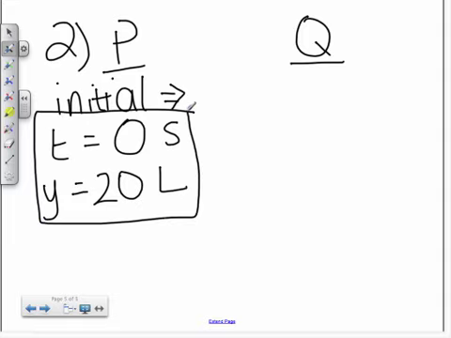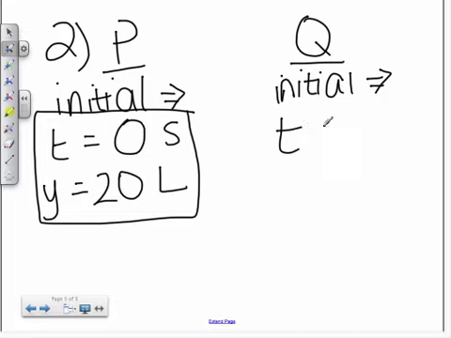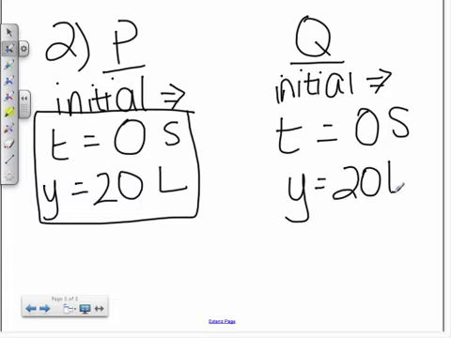Same thing with aquarium Q. The initial amount happened at time 0, so t equals 0 minutes. And when this happens, there were initially 20 liters of water in the aquarium.